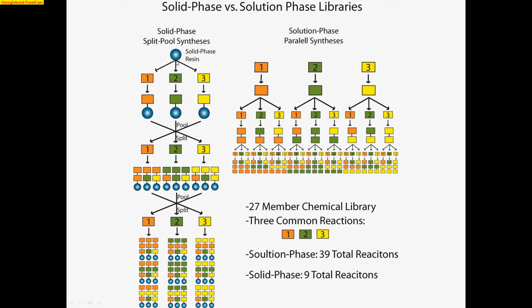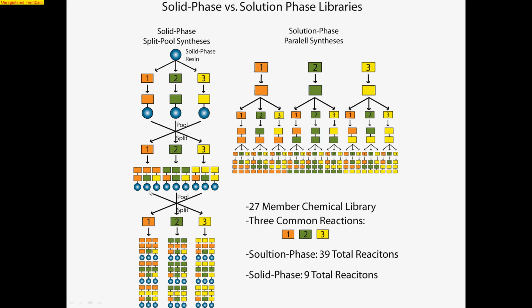So if we use solid phase split pool synthesis methods, we would put our first building block on. We would pool all of those products and then resplit them, so that each time that we add the second building block, you'll get a homogeneous representation of building block 1, 2, and 3 from the first coupling. But then when we do this second pooling, you have a pool of 3, a pool of 3, and a pool of 3 for this second building block, either building block 1, 2, or 3.